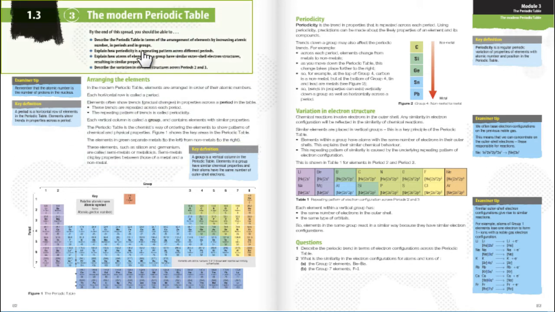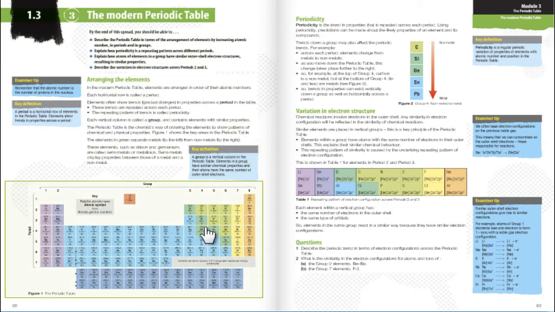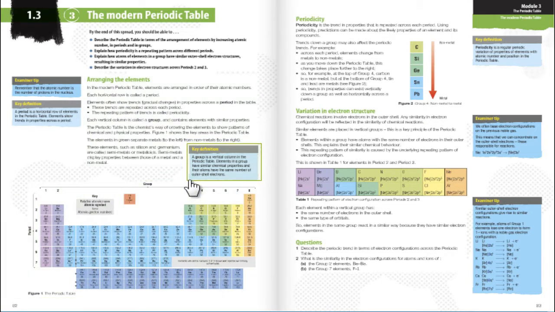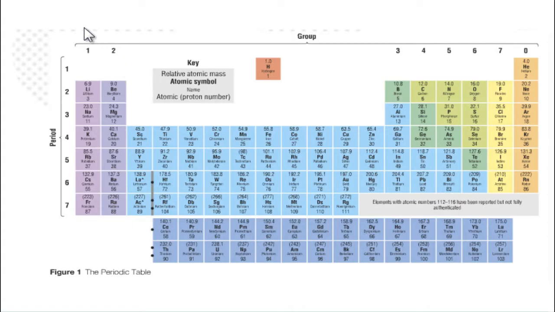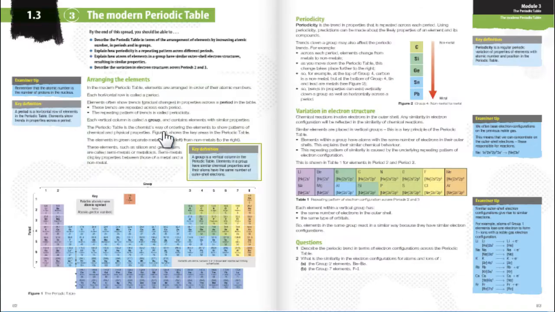So I'm using the textbook today because I would like to show you some pretty pictures while I talk. So the modern periodic table is like this. This is a period and these are groups, and they're all arranged according to similar chemical properties. We'll find out how they're organised now.